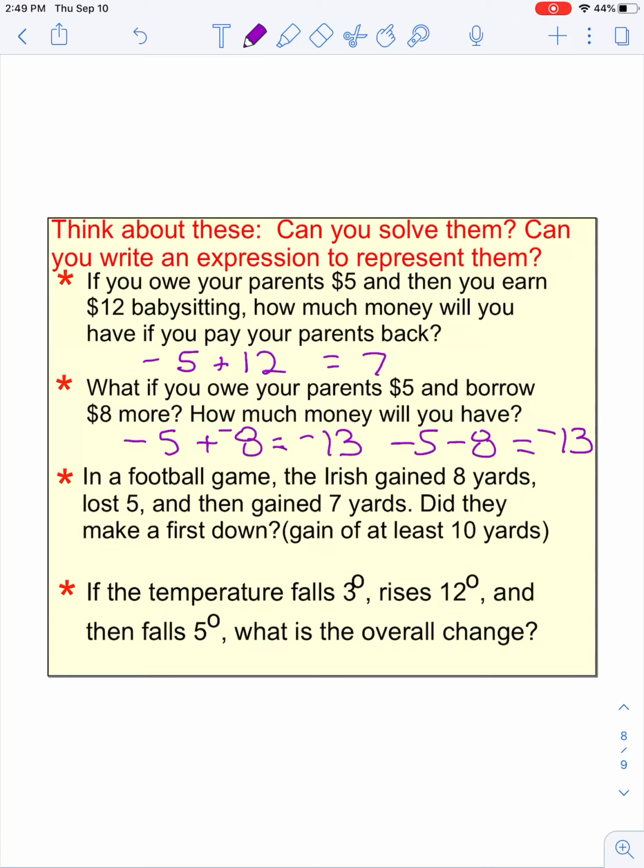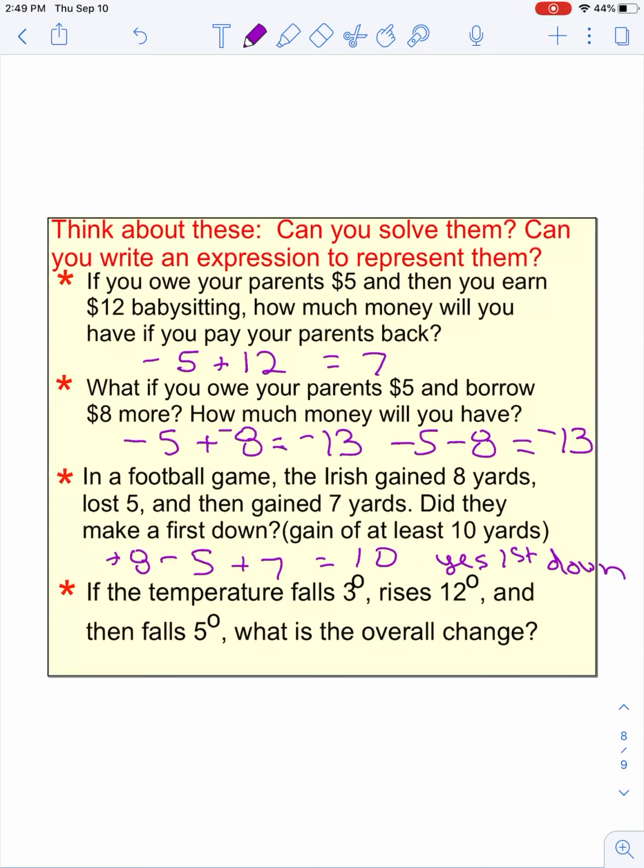The next one, in a football game, the Irish gained 8 yards. So remember, that's +8. I don't need the plus. Then they lost 5. Then they gained 7. Did they make a first down, which means they had to have a gain of at least 10 yards? Well, the gain of 8 and loss of 5 still leaves me at +3. Then add the 7 more, and that gives me a 10-yard gain. So yes, it is a first down.